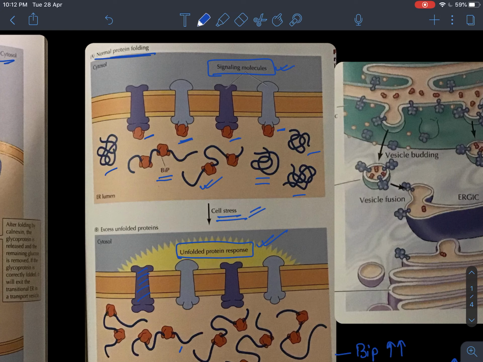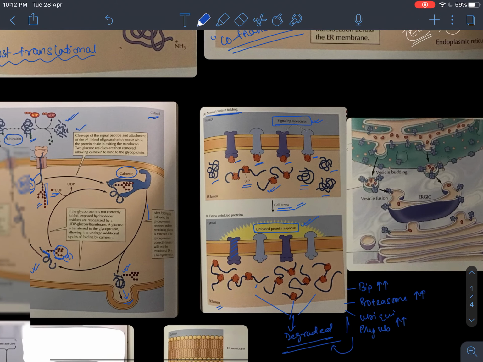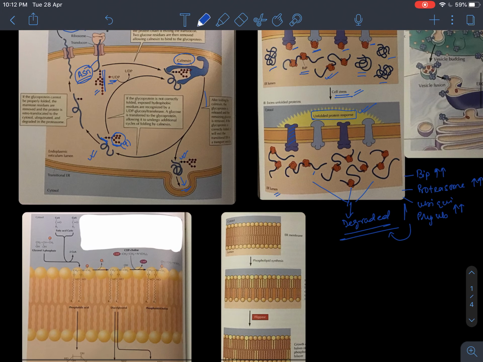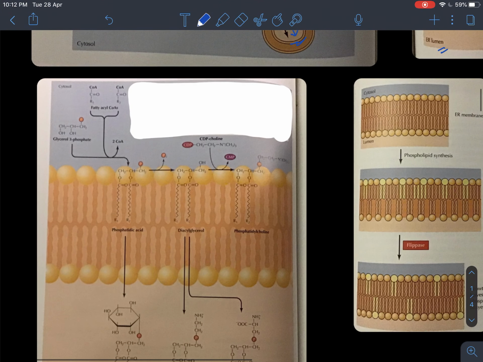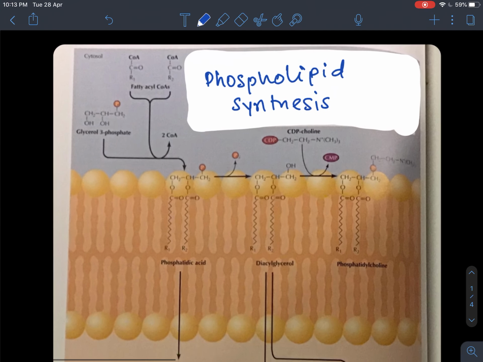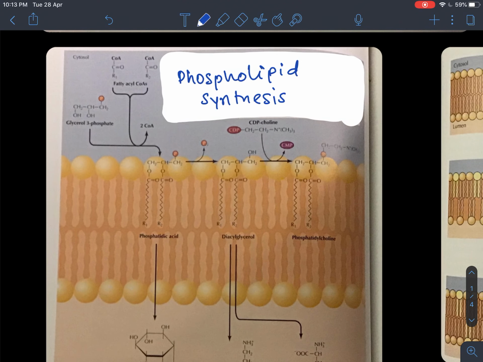Okay, now next we'll discuss about the smooth endoplasmic reticulum and lipid synthesis. So all of this we discussed was about rough endoplasmic reticulum, and now we'll discuss about the phospholipid synthesis. Phospholipid synthesis in smooth endoplasmic reticulum. Now hope you can see the figure. Glycerol phospholipids are synthesized in the endoplasmic reticulum membrane from cytosolic precursors.